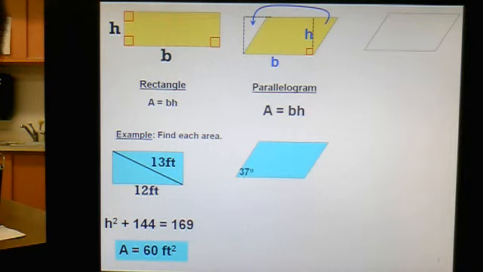So I'll give you an example to try with that one. I give you a 37-degree angle, the base of 24 meters, and I'm going to give you another side length, 10 meters. I want you to try to find the area of that parallelogram.